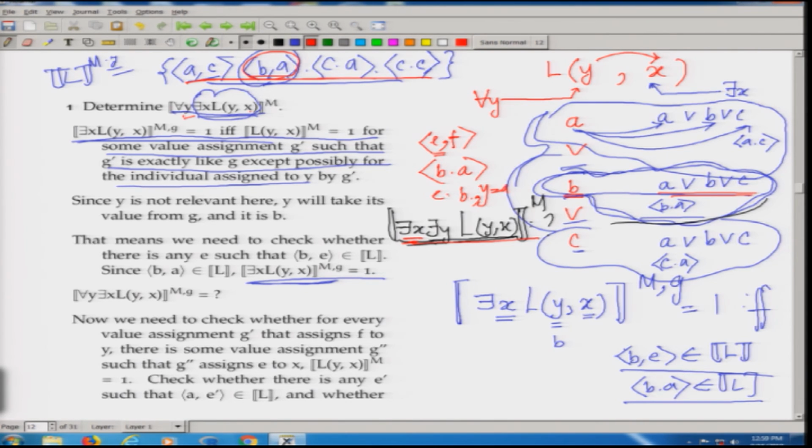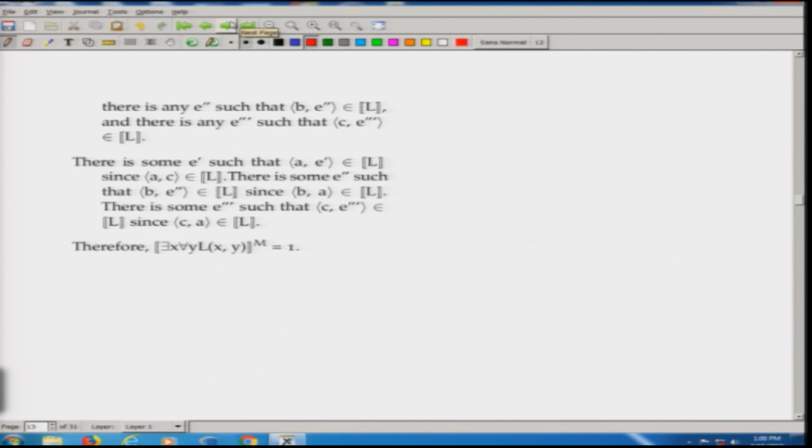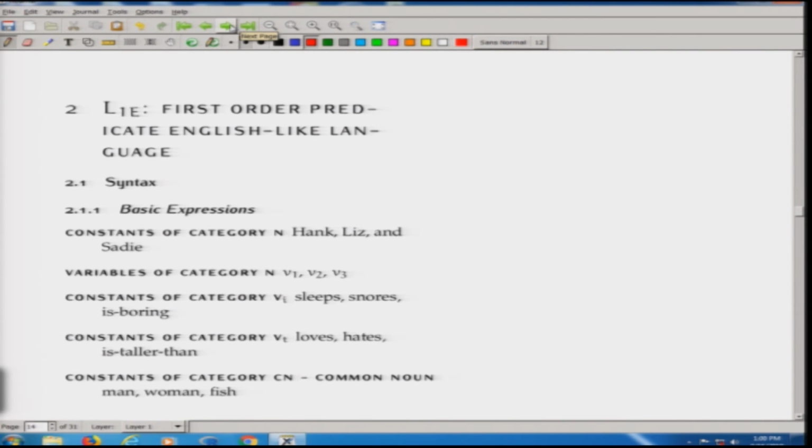So yeah, there are all these things when it comes to this calculation, and with that we are in a position now to start talking about the English-like system L1E. In this session we will just see the syntactic rules, and in the next 2 sessions we will talk about the entire thing in detail.